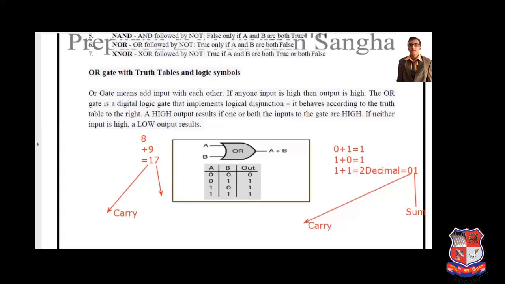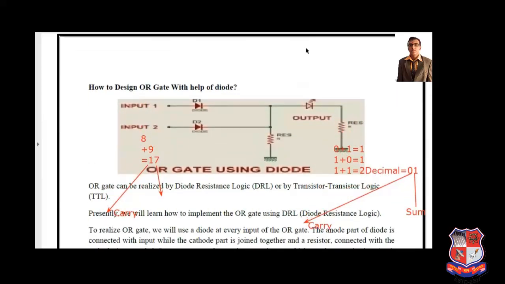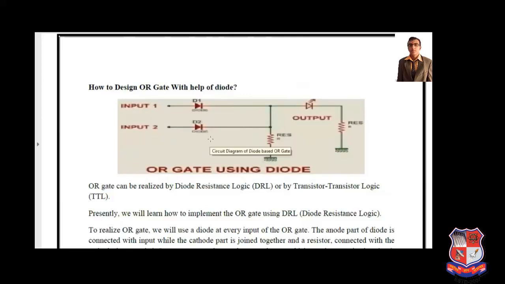Now we have switched over to the next point. How to develop an OR gate using the diode. See, this is the D1 diode, this is the D2 diode. Now if we apply here 0 input. See this, if I have applied 0 input, here also I have applied 0 input.